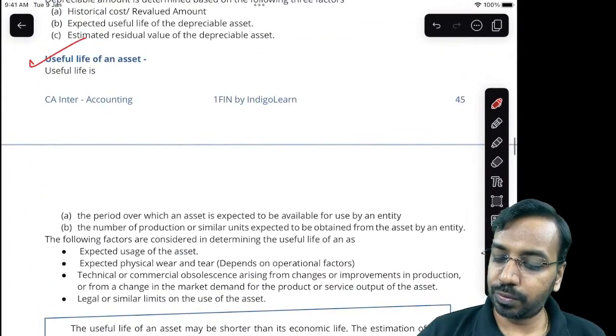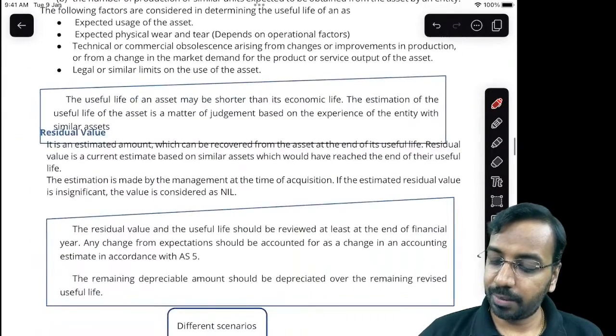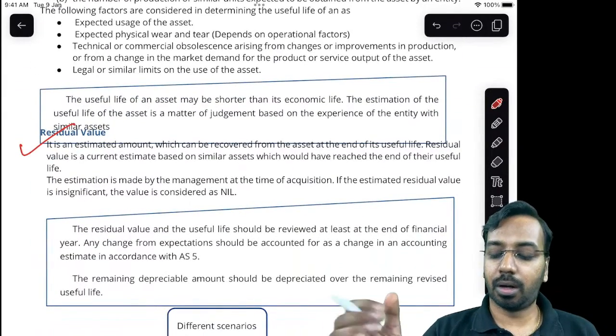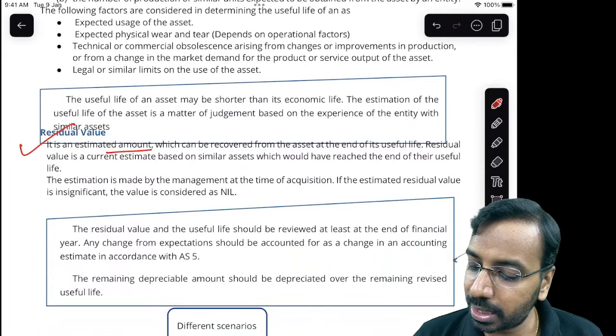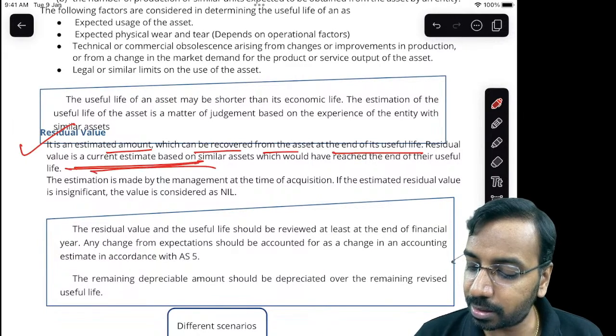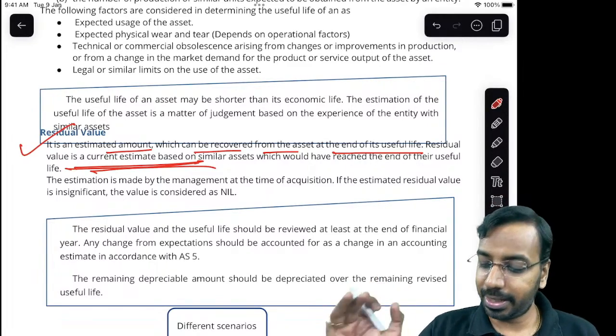Then we have useful life over which the asset will be used. We have a residual value. The residual value is the estimated amount which can be recovered from the asset at the end of its useful life. It is the current estimate. It is not a future estimate. It is the current estimate.